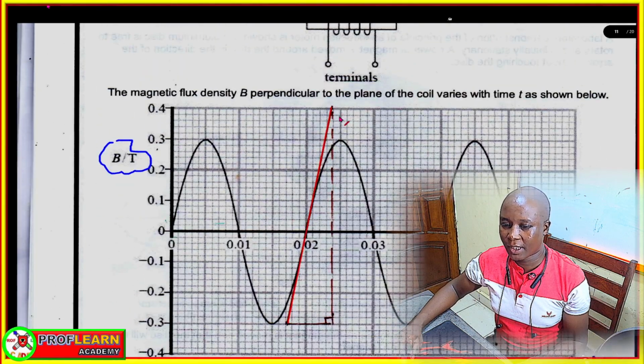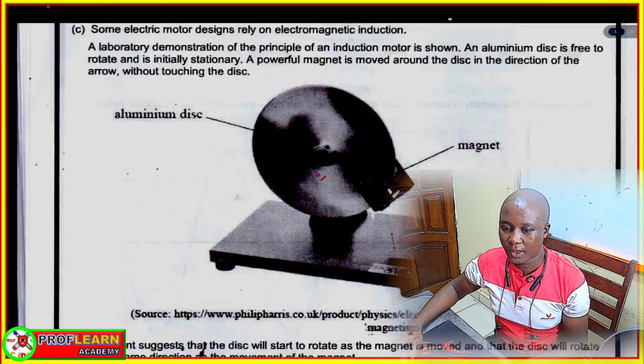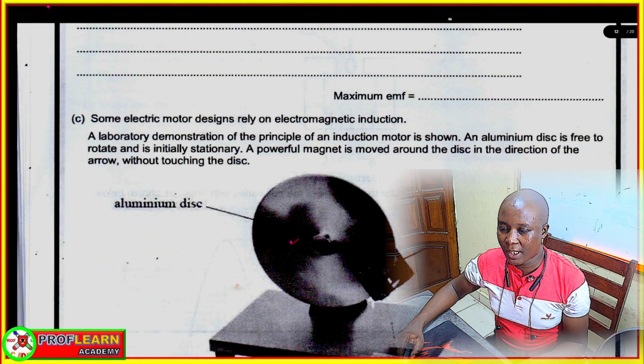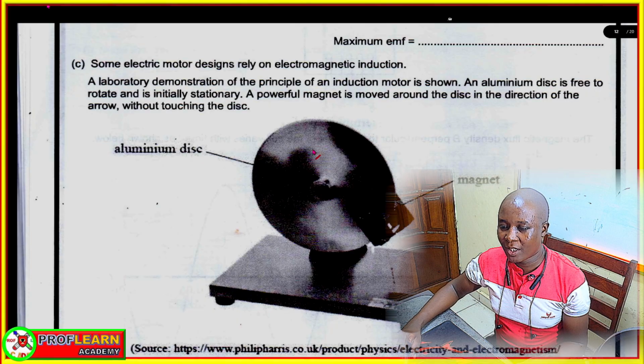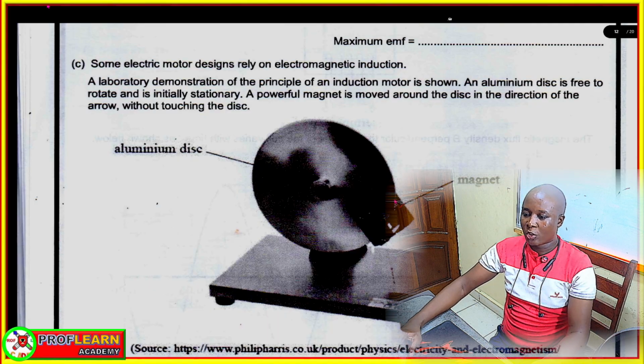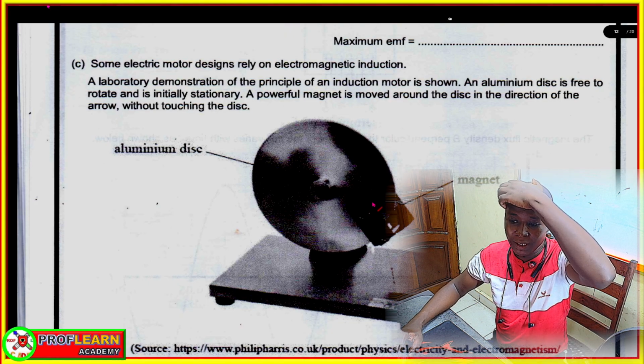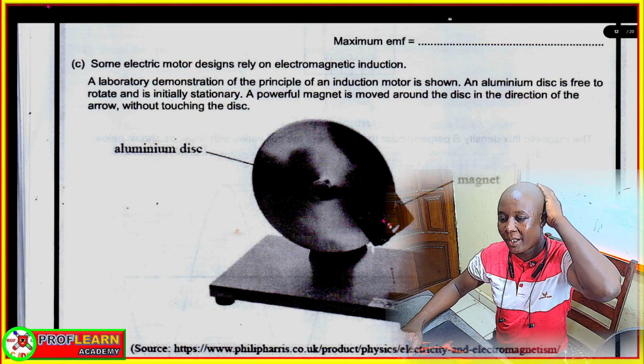Yeah, so basically for such kind of questions, find the maximum gradient from this graph and then go ahead and work it out. Then we have an electric motor designed by electromagnetic induction here. That's the motor that we are having. An aluminum disc, and a magnet is moved. Once the magnet is moved, remember, there is going to be an induced current in this particular disc. In the process, a magnetic field will be created around this disc, which is going to interact with the magnetic fields of the permanent magnet.